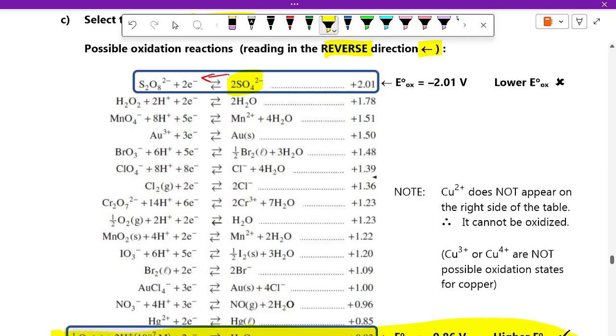So sulfate will not, which just goes to prove that polyatomic ions do not get oxidized. Okay? And if you think about it, sulfate already has 4 oxygens stuck onto sulfur. How many more oxygens could you stick onto the sulfur, really? You know, it would be very difficult.